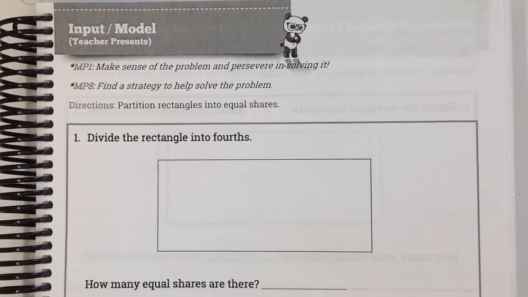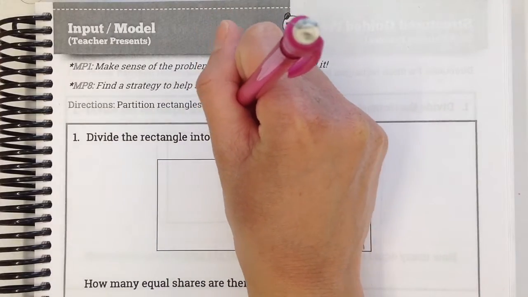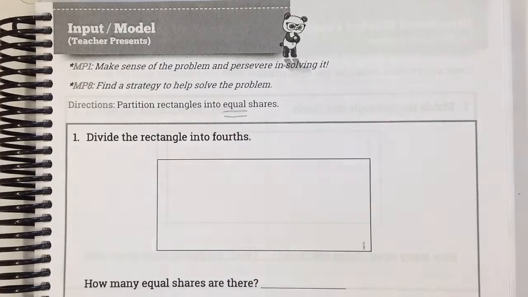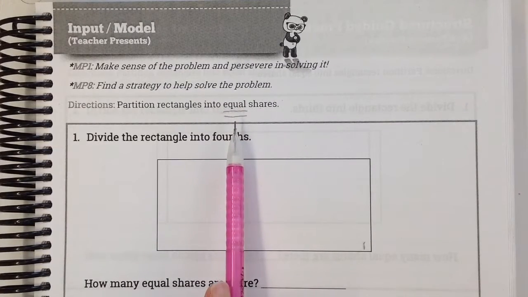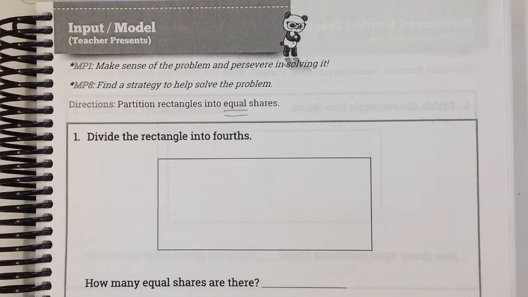All right, so now that I've gone over today's objective and our vocabulary for today, I'm going to model 2 problems for you before you get started with your independent practice work. The directions at the top say partition rectangles into equal shares. I do want to remember this specific part of the direction, that it says divide the rectangles into equal shares. It doesn't specifically say to use rows and columns, so I don't have to, but actually for this first one, I am going to, all right?